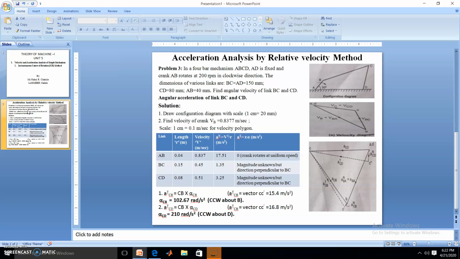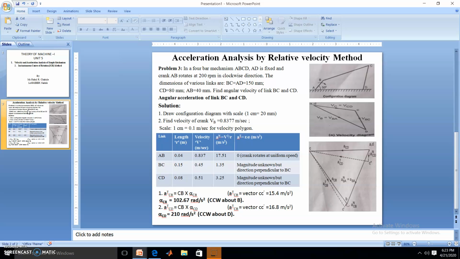So this is the same problem that we have discussed while looking at the relative velocity method. The problem is same, the unknown is same, only here the new unknown is the angular acceleration of link BC and link CD, and for finding this unknown, definitely it is the angular acceleration, so it is essential to make the acceleration polygon. So let us solve this problem.